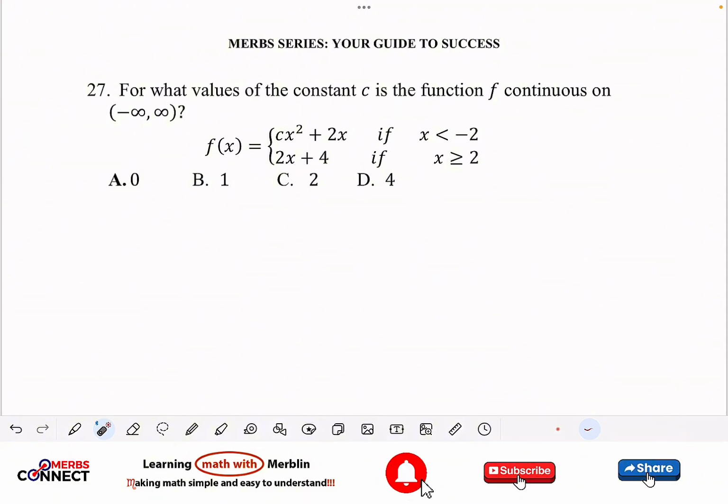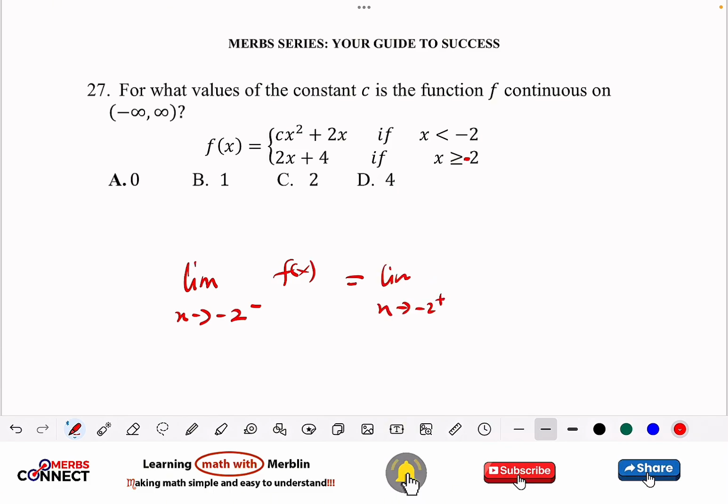What value of constant C is the function continuous? So this one, since we have this, we need to use the left and then the right. Since the function is continuous from minus infinity to positive infinity, the limit as x is approaching minus 2 from the negative of f of x should be the same as the limit as x is approaching minus 2 from the positive of f of x. So that's basically what is going to help us to find C.